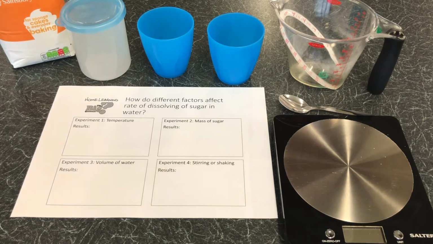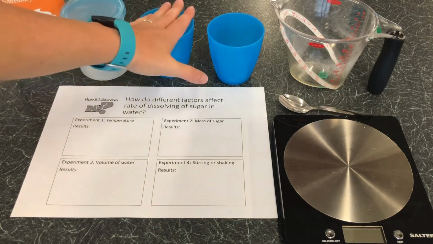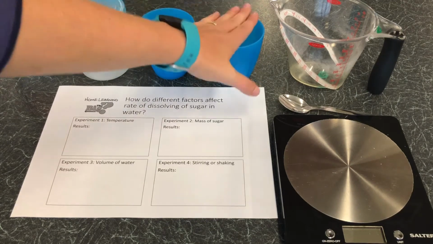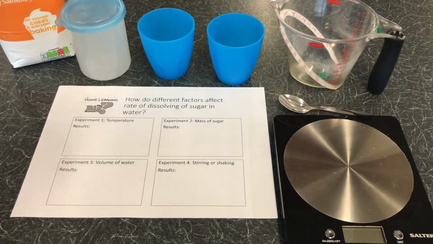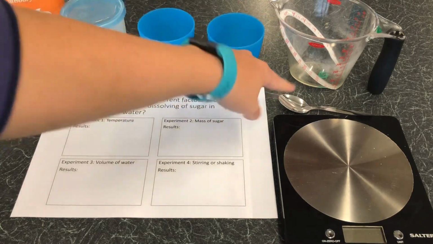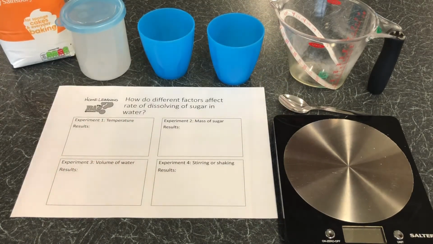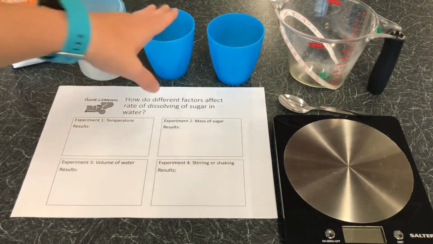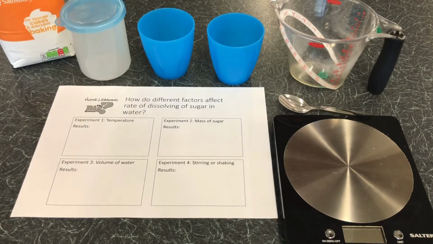So experiment 1 is looking at the effect of temperature. For this one you could use a kettle or you could simply use the hot tap. We could put some cold water in one cup and some hot water in the other, and then we could add, again, if you want to use your scales or you just want to use a teaspoon, fine, some sugar into the cups and see which one it dissolves in fastest.